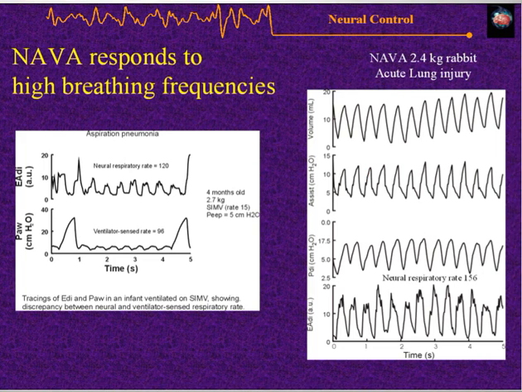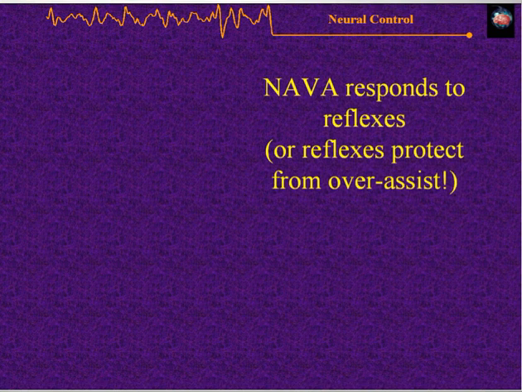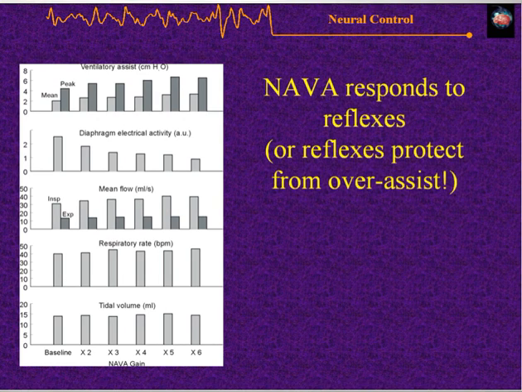And we haven't used NAVA in babies yet, but we have used it in rabbits. This is experimental tracings taken from a 2.4 kilo rabbit after an experimentally induced acute lung injury, and I just want you to pay attention to the assist delivered by the ventilator and the diaphragm electrical activity. Again, the rabbit is breathing on NAVA, where the assist is directly proportional to the electrical activity. And what I wanted to emphasize here is that even with a neural respiratory rate of 156, we were able to provide assist in synchrony with the diaphragm electrical activity, both in terms of the timing, and we were able to respond to the drive as well.